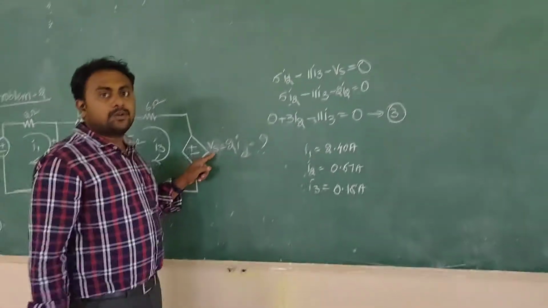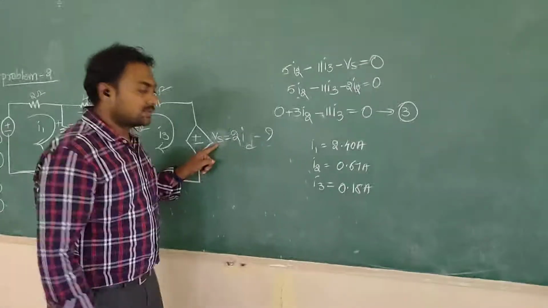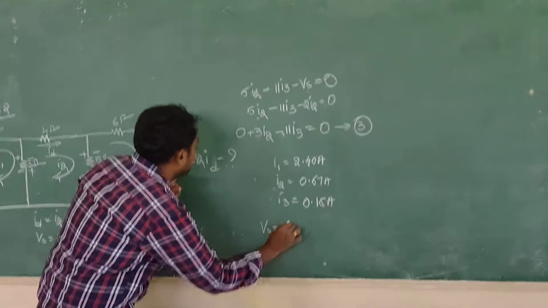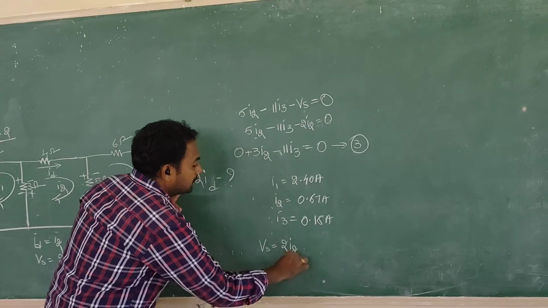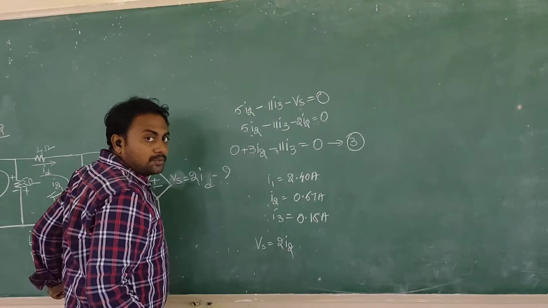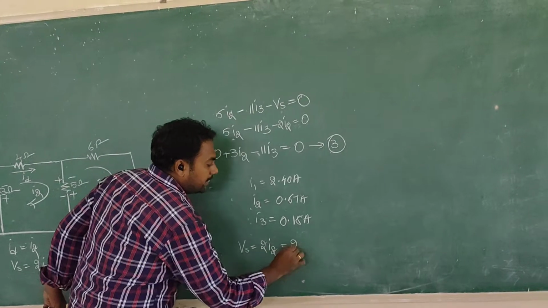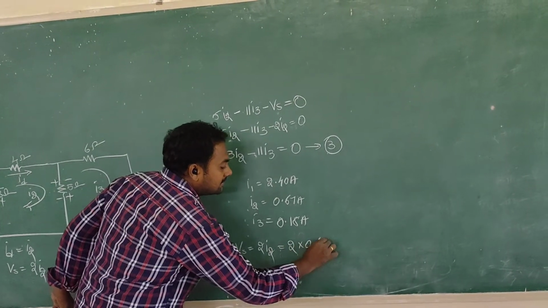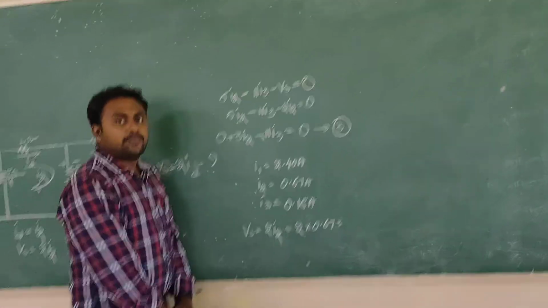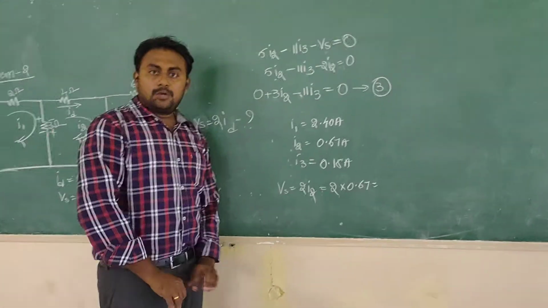Our objective is to find the value of the dependent source. So Vs equals 2 times I2, because as we know, 2 times I2, so 2 into 0.67 we will get the value of Vs. Hope you understood, guys.